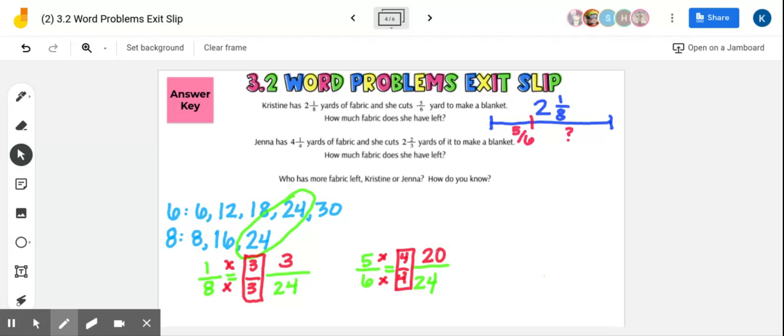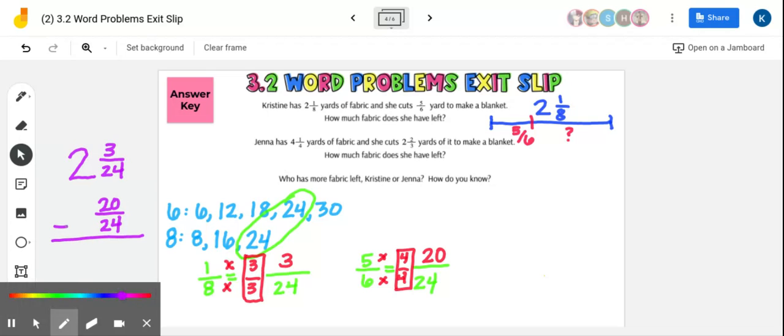So now that I have equivalent fractions with common denominators, I can reset up my problem and subtract. So I have 2, and instead of writing 1/8, I'm going to write 3/24. And then instead of writing minus 5/6, I'm going to write minus 20/24. Now, if you look, I have 3/24 minus 20/24. Well, I can't do that, so I have to borrow. I take 1 away from this 2, and then I'm going to add a giant 1 here.